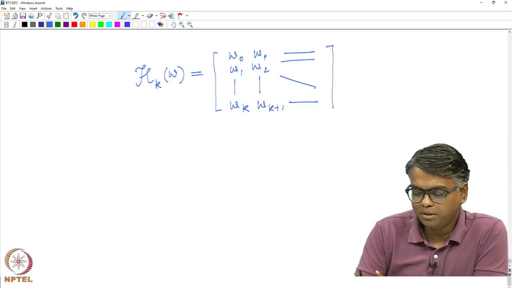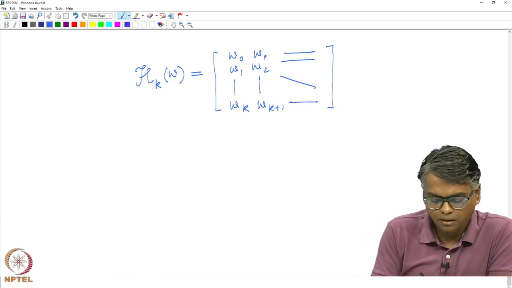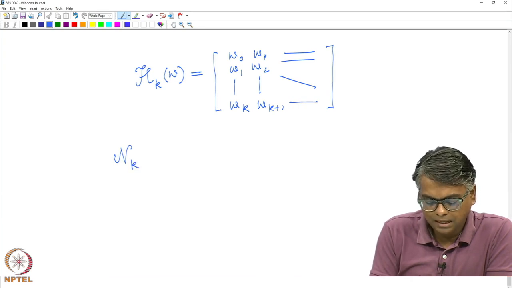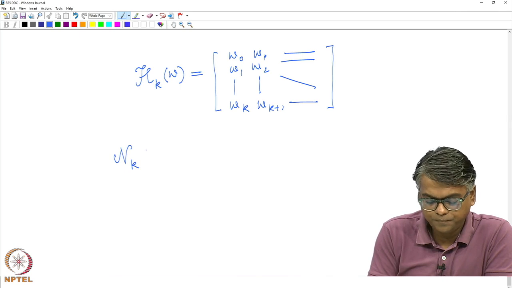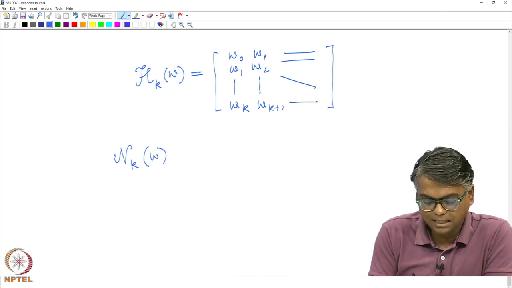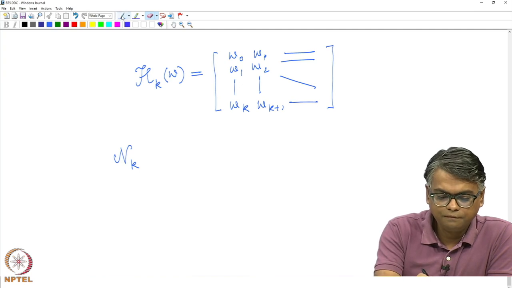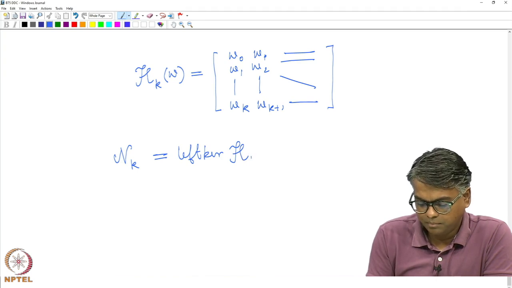which has k plus 1 times q number of rows and infinitely many columns. And it turns out that all the annihilating polynomials of the trajectory whose degrees are less than or equal to q are in fact given by vectors in the left kernel of this Hankel matrix.